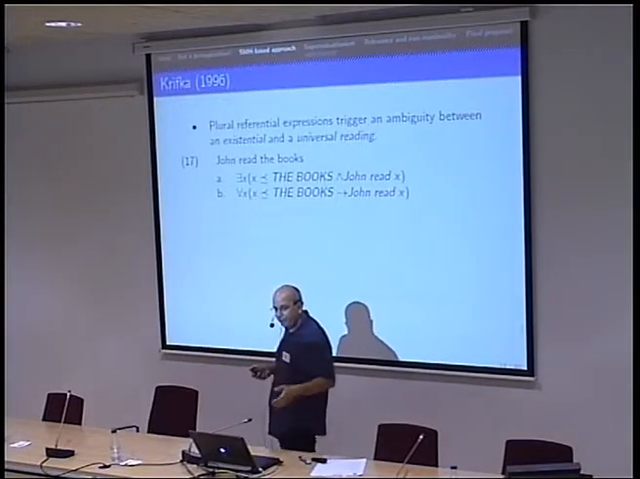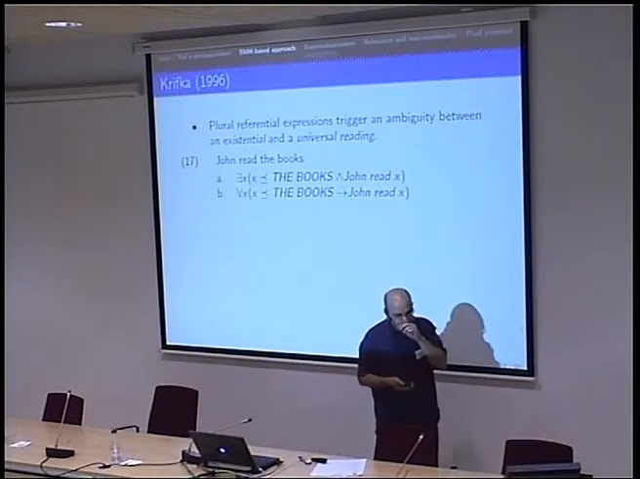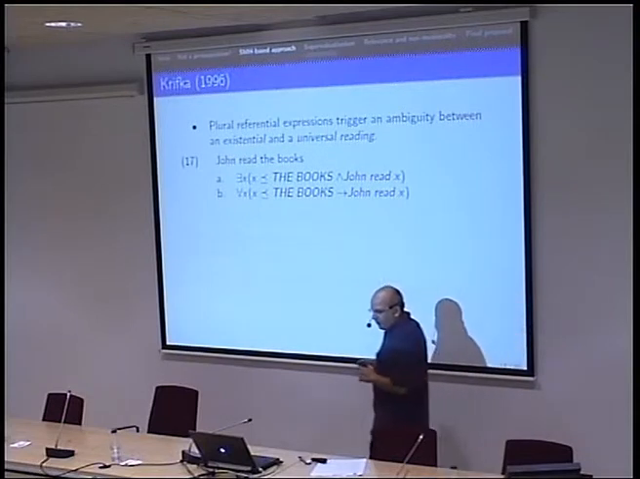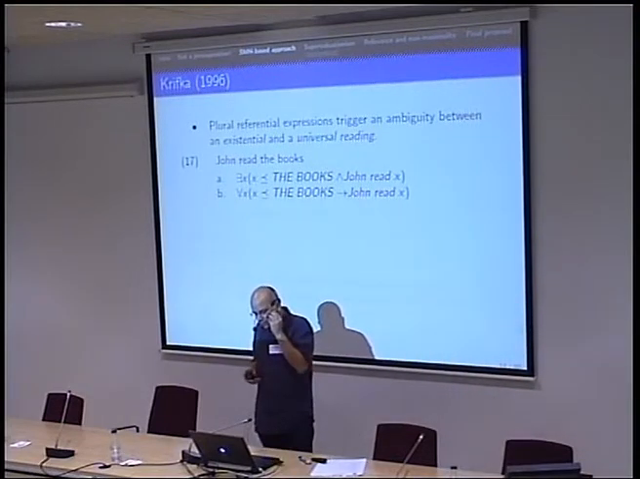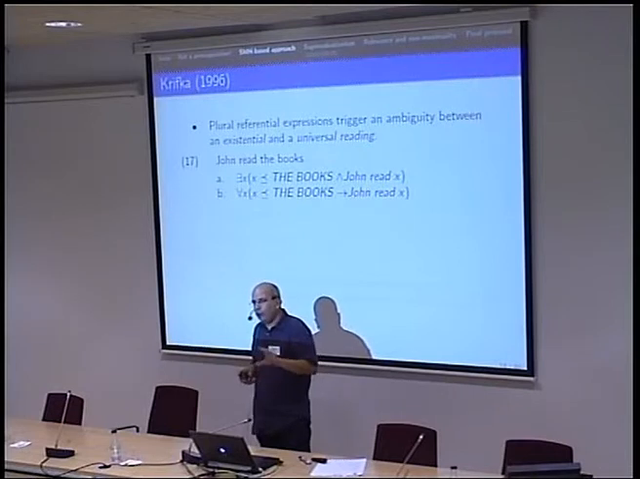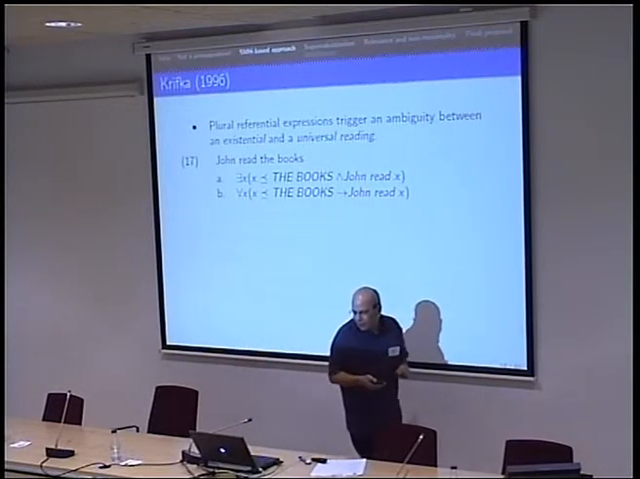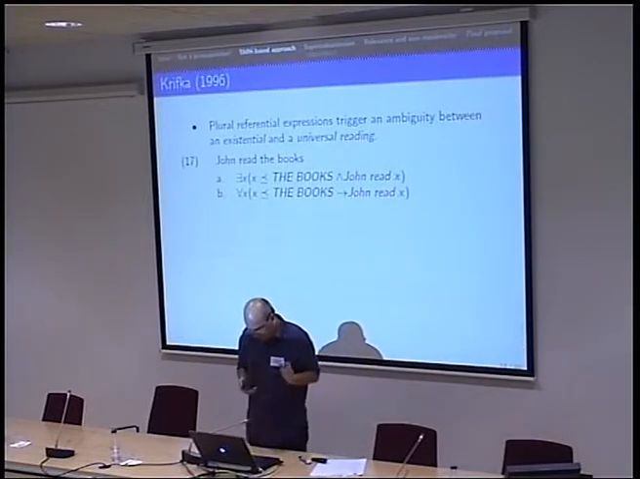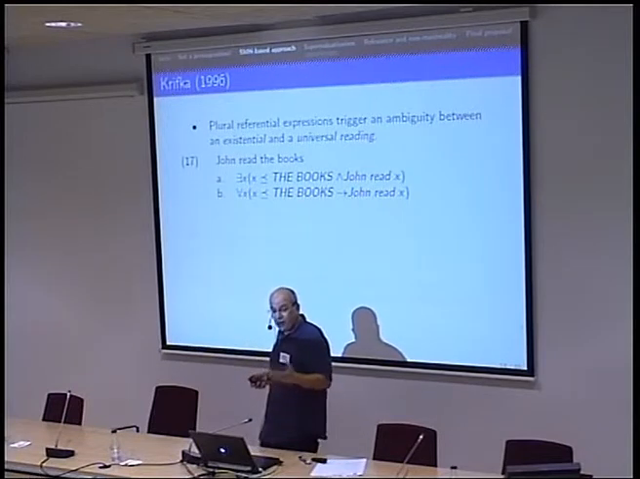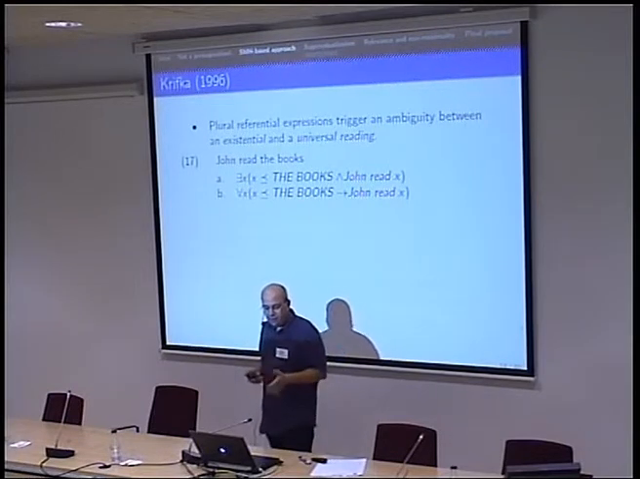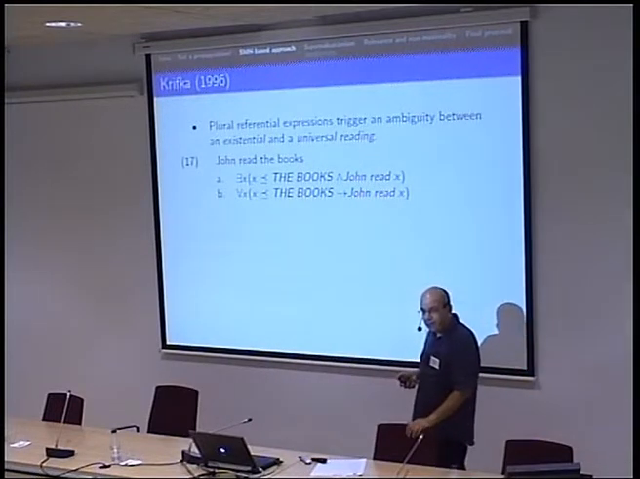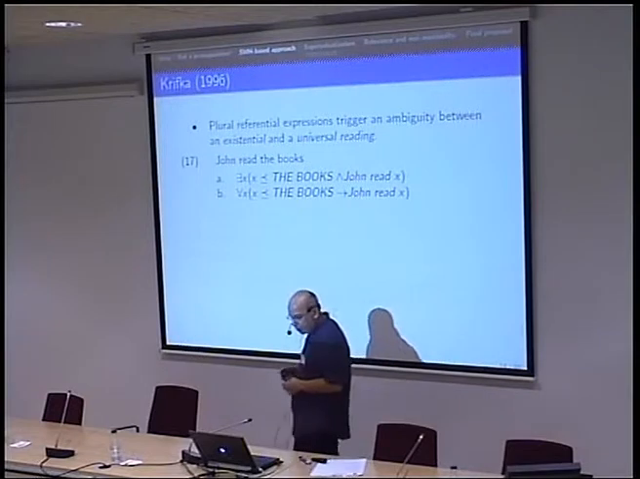Okay, so here's another proposal that Krivka made, and which I will argue is nearly right, in fact, right? So his idea, I should say, everything I say here works only in the context of distributive predicates. Plural referential expressions trigger an ambiguity between an existential and a universal reading. So for John read the books, you have, there are books that John read, that's one reading, and all the books are such that John read them. So that's the two potential readings.